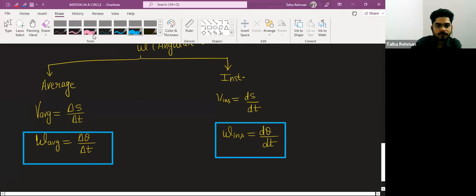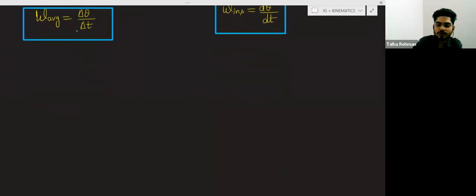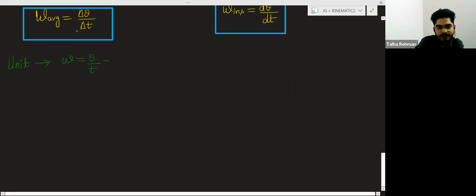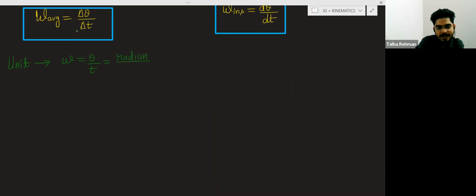So now we will talk about the unit of omega. What is omega? Omega is theta divided by t. The SI unit of theta is radian, and the SI unit of time is second. So the unit of omega will be radian per second. SI unit of omega will be radian per second.